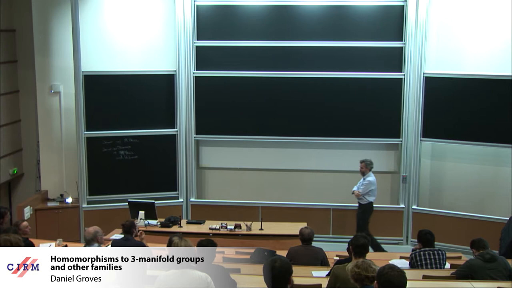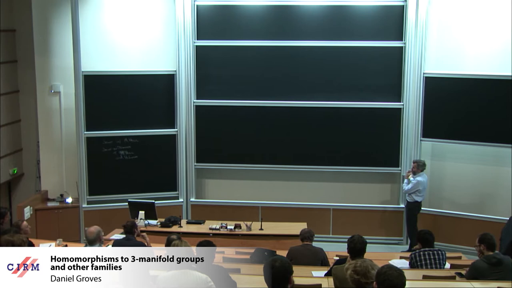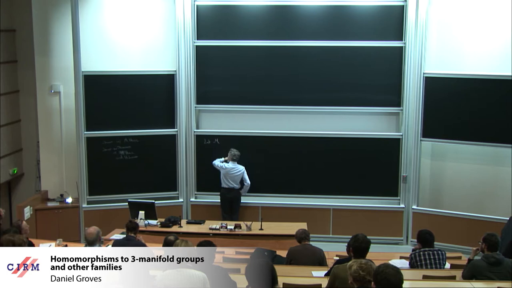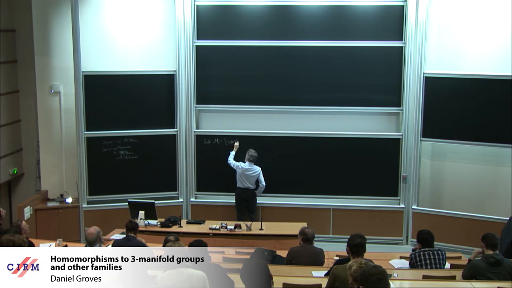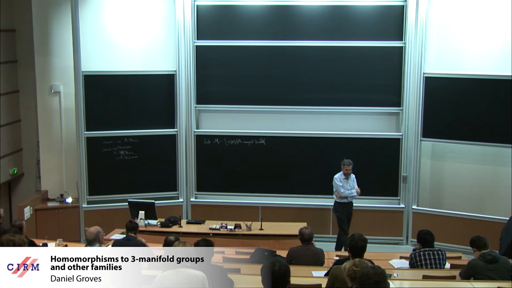But given the theme of the conference, I thought I might say something about what we're trying to do, because it's about the family of 3-manifold groups. So I'll stick with Alan's notation. Let M be the set of fundamental groups of compact 3-manifolds. I don't know if his were closed or not. It doesn't matter for what I'm talking about.